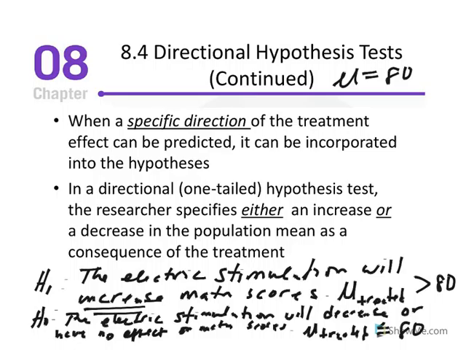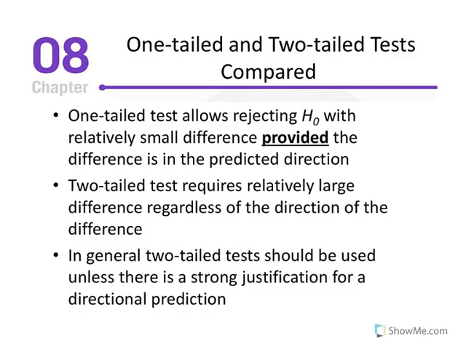So in a directional one-tailed hypothesis test, the researcher specifies either an increase or decrease. In this case, our example shows an increase in the population mean as a consequence of treatment. So again, with that notation, we're hypothesizing the population mean after treatment, and the notation will reflect the change from what the original untreated population looks like. So some more specific information regarding the difference.